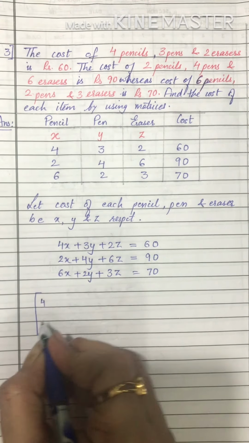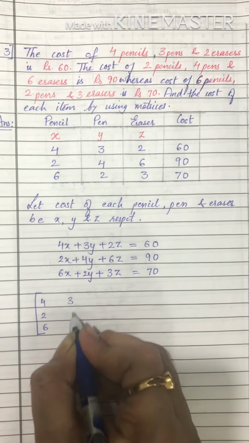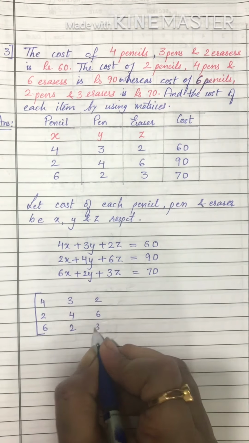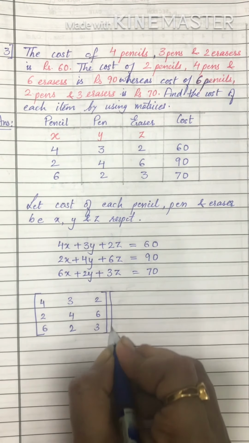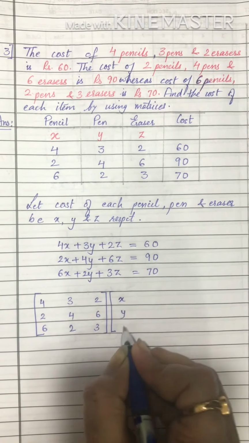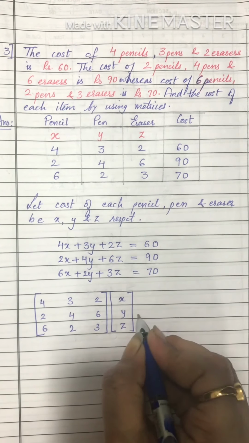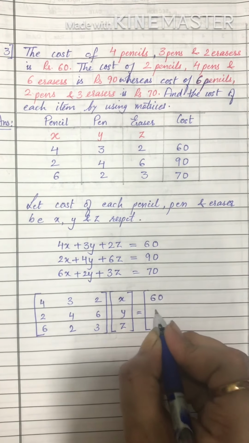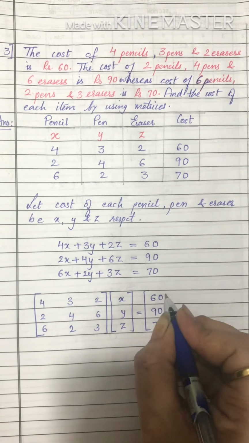So we get 4, 2, 6, 3, 4, 2. I am just writing the coefficients: 2, 6, 3. There are 3 variables, so the matrix X is X, Y, Z. And then the matrix B is 60, 90, 70.